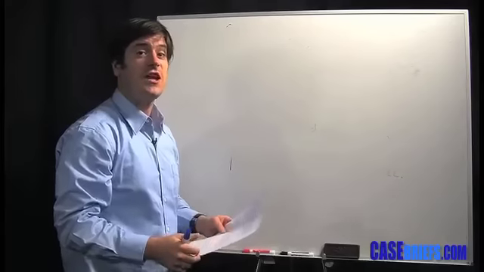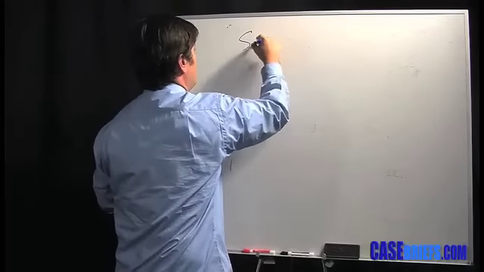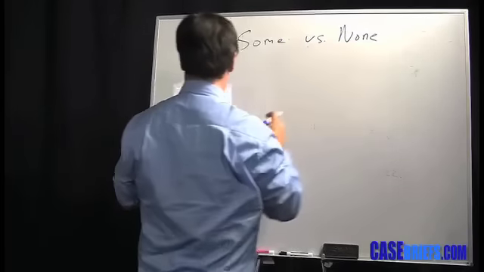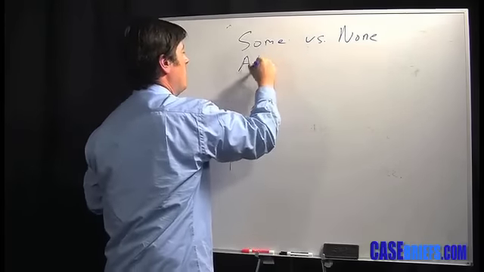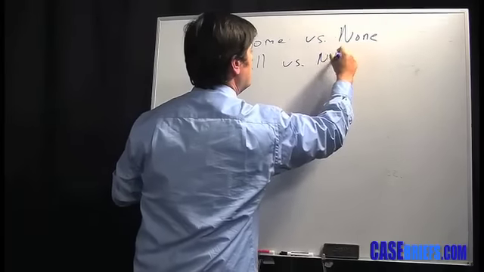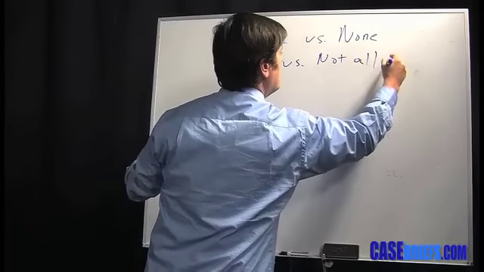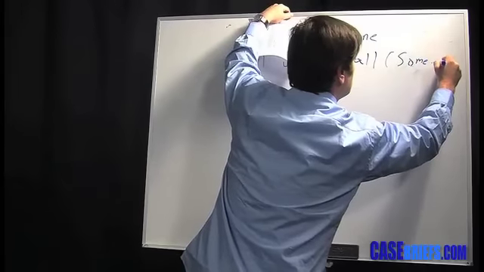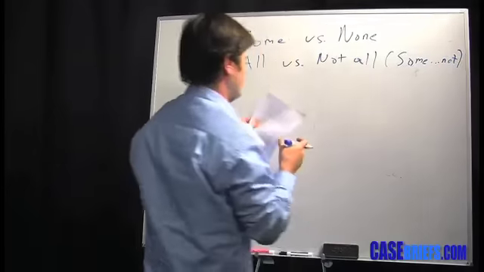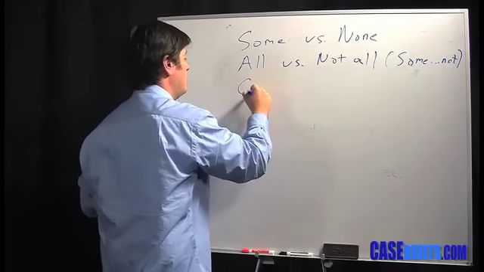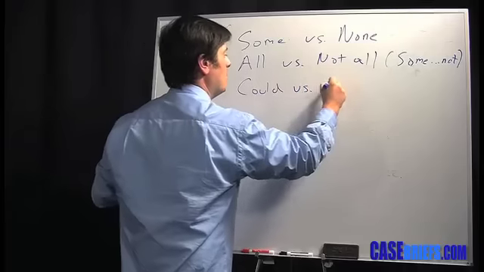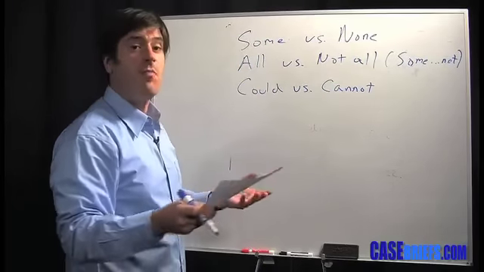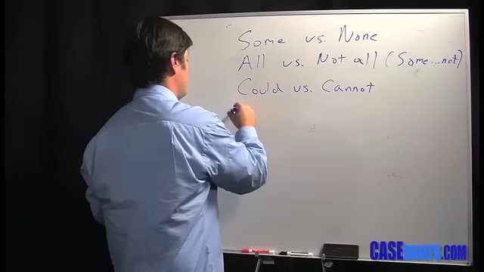Some really common logical negations you'll need to know are some versus none, all versus not all, or some not. It's the same thing. Could versus cannot. Or must be true versus not necessarily true.